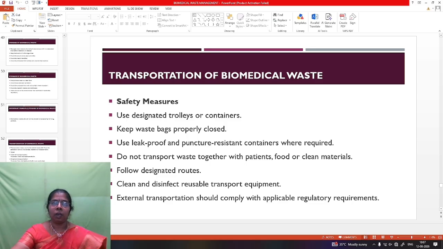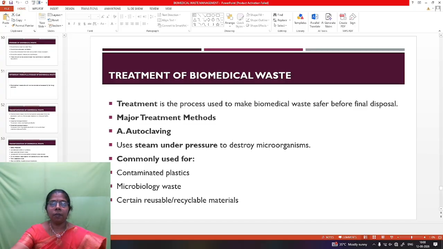It should be the shortest, that is, the fastest route we can reach, and that route will be followed for the transportation of waste. That is, within the minimum time we have to reach the disposal area. Clean and disinfect reusable transport equipment. Transport equipment will be cleaned well with the disinfectant, and we have to reuse the equipment. And external transportation should comply with applicable regulatory requirements. So these are the safety measures.